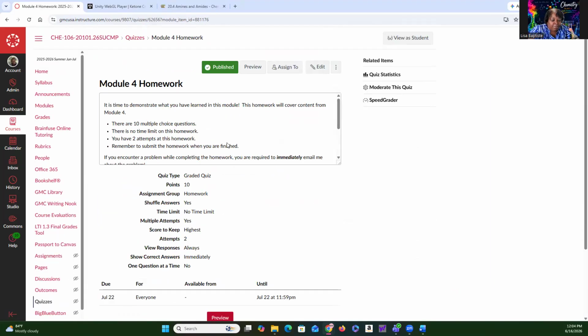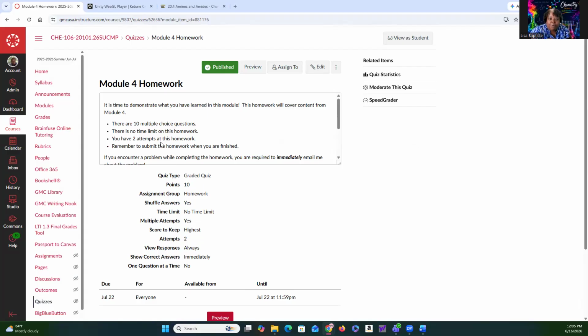You do have a homework for this one, 10 multiple choice questions. There's no time limit. You do have 2 attempts. If after your first attempt you don't do as well as you want to do, remember, don't do that second attempt until you fully understand the material. So you may want to go back and review the material on amines and amides before you do your second attempt.